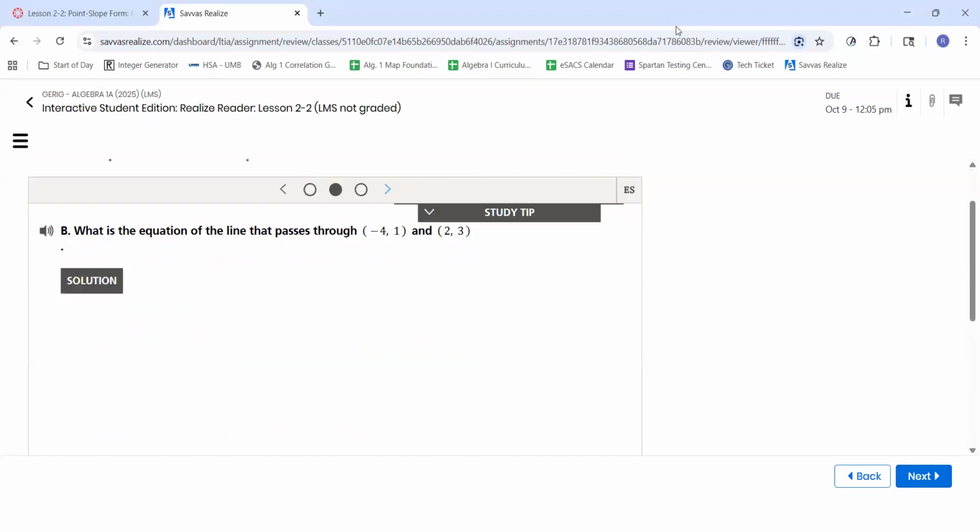All right. Let's do another one. All right. This time I didn't give you the slope. You have to find the slope. All right. So you've done this before.